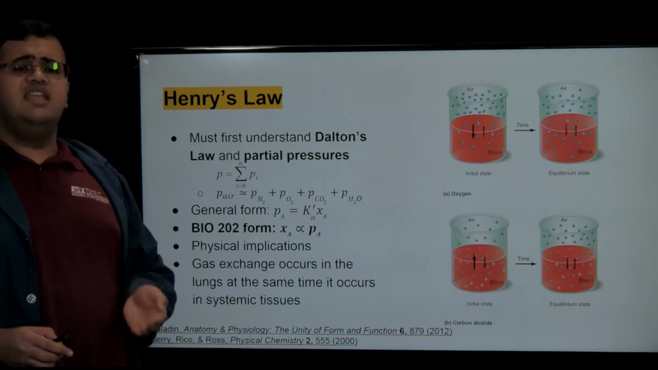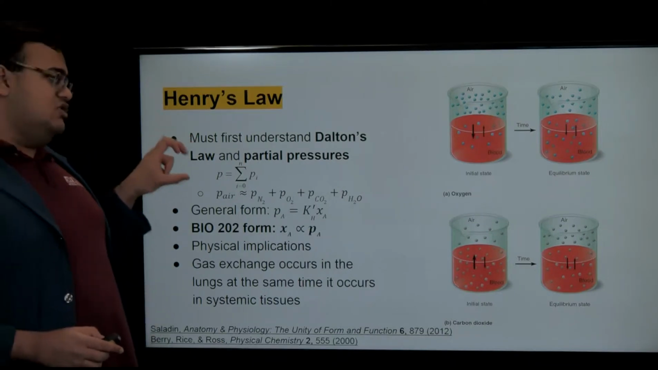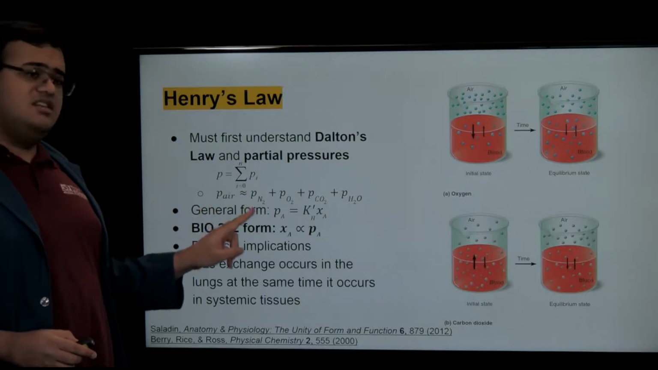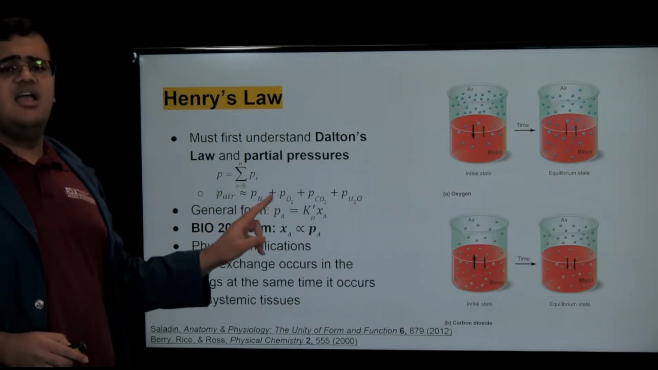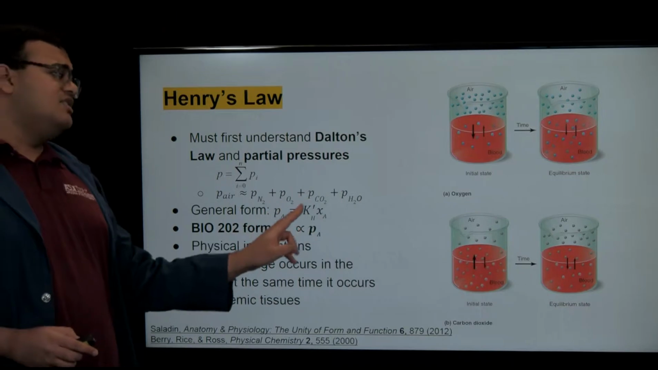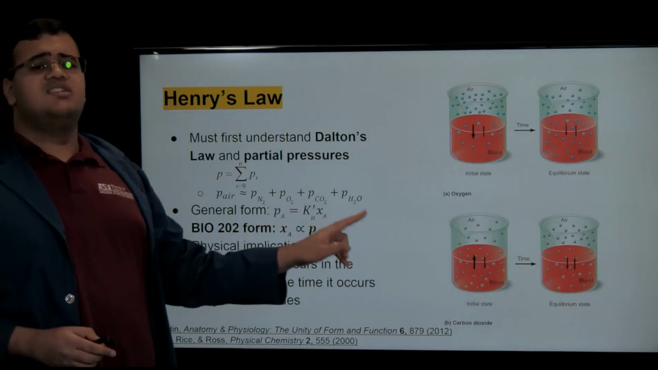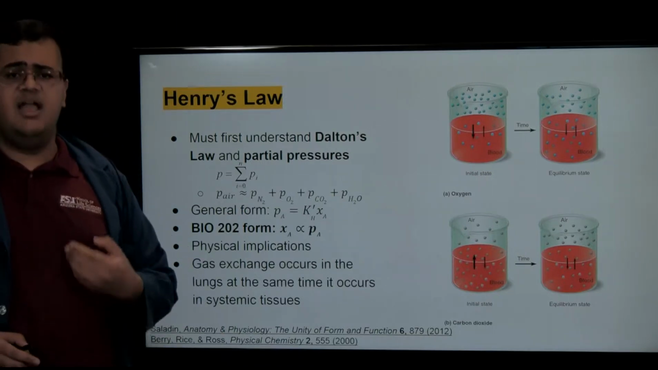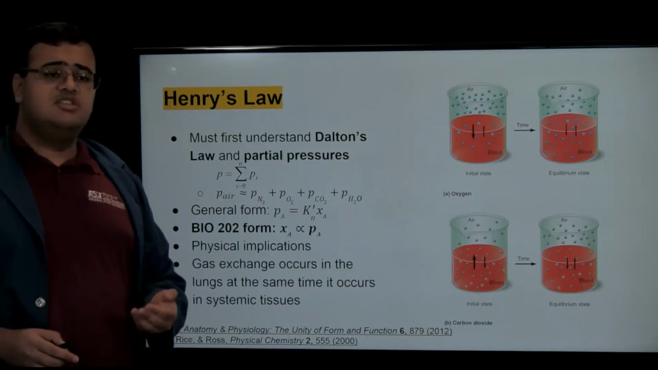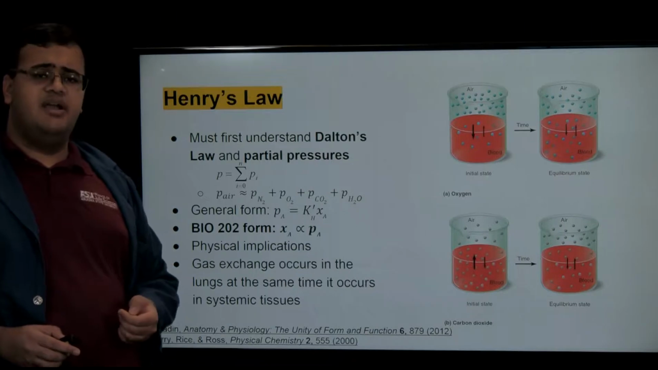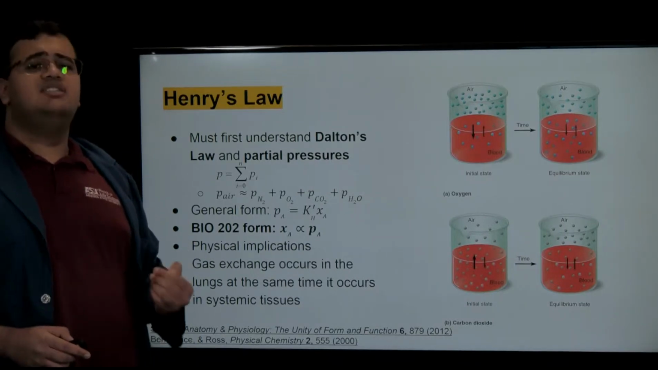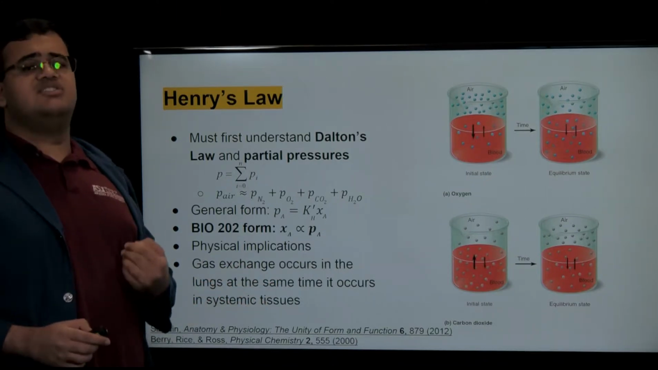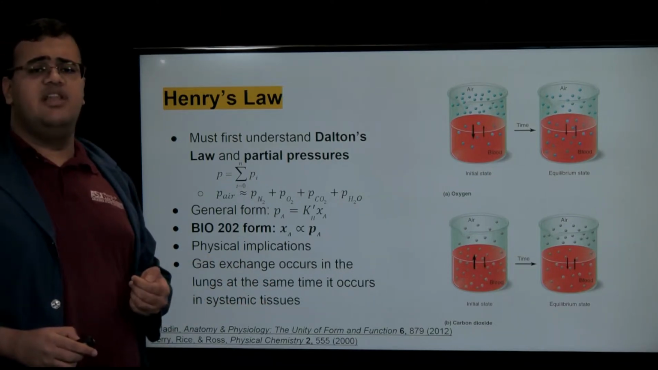So we can actually decompose the 760 torr that make up air pressure at sea level into a certain pressure contributed by nitrogen, a certain pressure contributed by oxygen, a certain pressure contributed by CO2, and a certain pressure contributed by water vapor. The most important thing for Bio 202 is to remember in fresh air, the partial pressure of oxygen is relatively high compared to the partial pressure of carbon dioxide, which is relatively low.